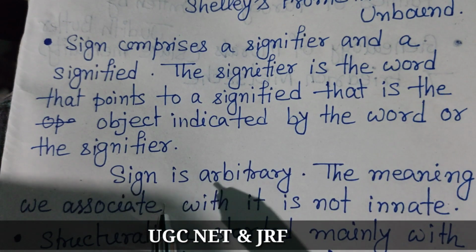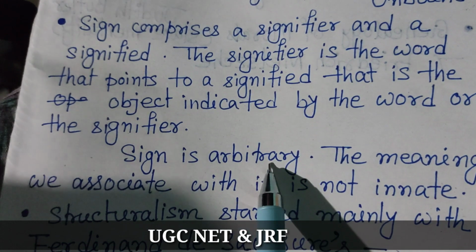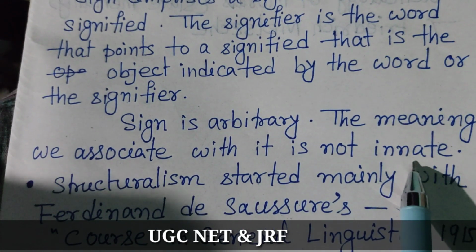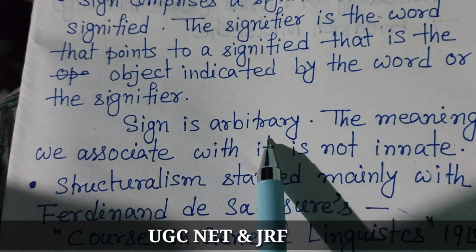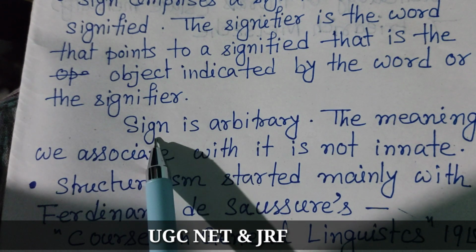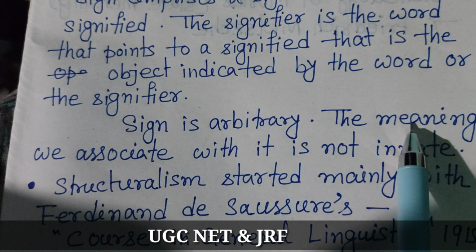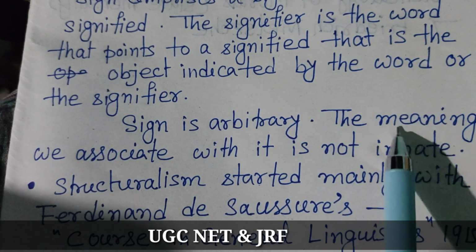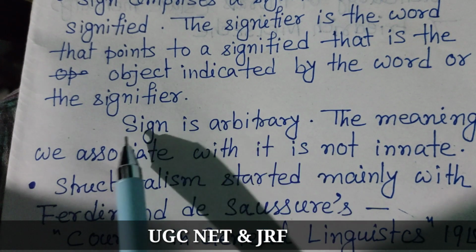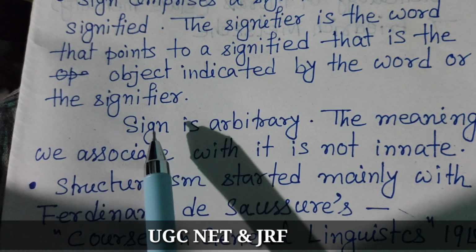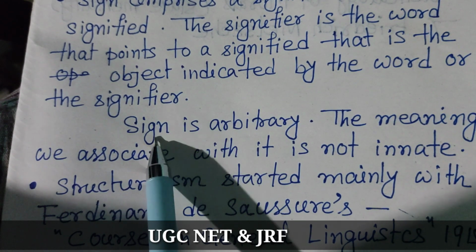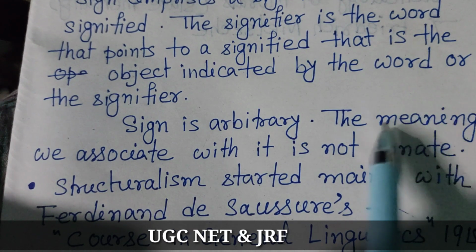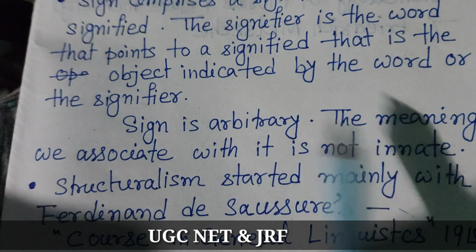Now we need to understand that this sign is arbitrary. The meaning we associate with it is not innate. What is the meaning of that? Through the use of sign, we actually bring out the meaning of the text, of the sentence, of the word. But according to some critics, sign is arbitrary. The meaning that we assign with sign is not an innate aspect. Rather, we are assigning it. The meaning is being assigned. We are attributing a meaning to a certain sign.